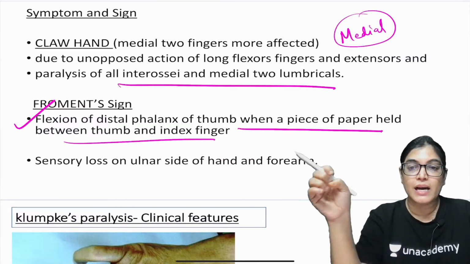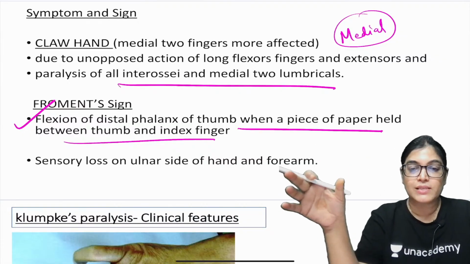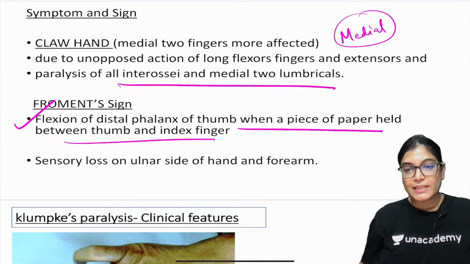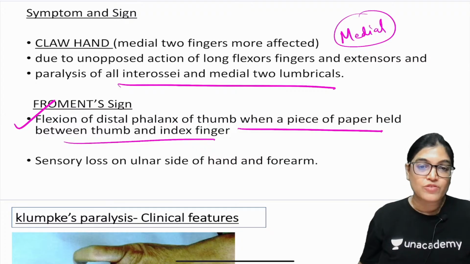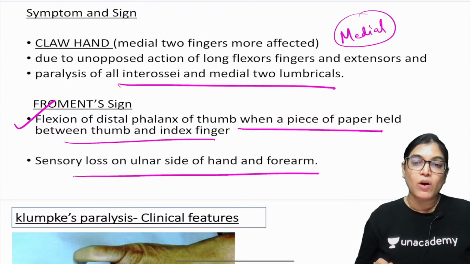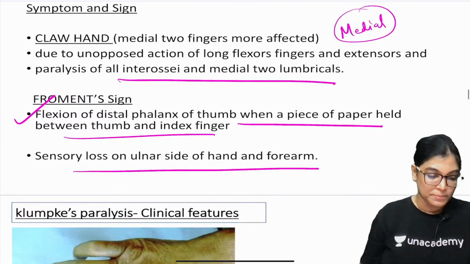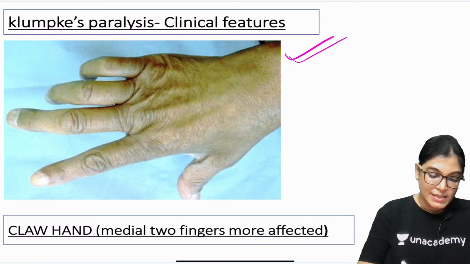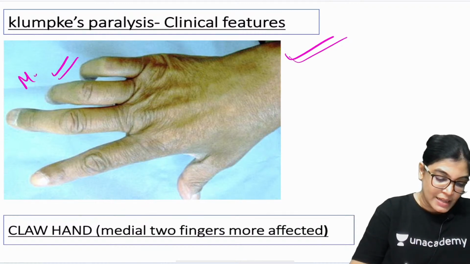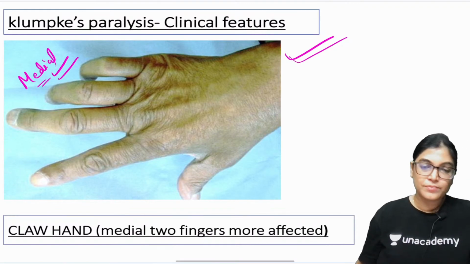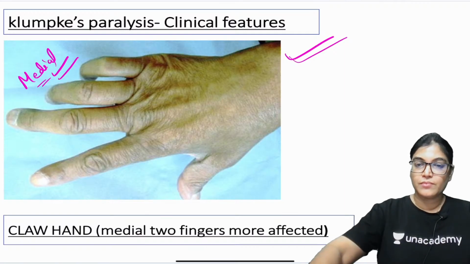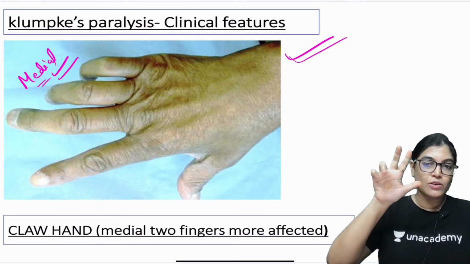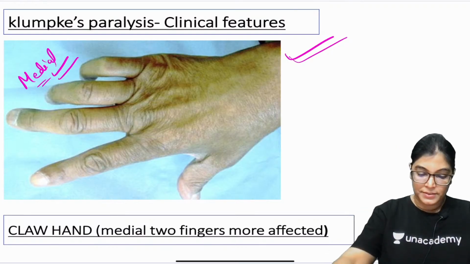This is a test done to see the integrity of the adductor pollicis muscle, and the reason is ulnar nerve injury, which can be seen in lower trunk palsy. Sensory loss will also be seen on the ulnar side of the hand and forearm. So my dear aspirants, see here Klumpke's paralysis; you can see it is pronounced in the medial fingers. Medial fingers will be like this. This is medial claw hand.